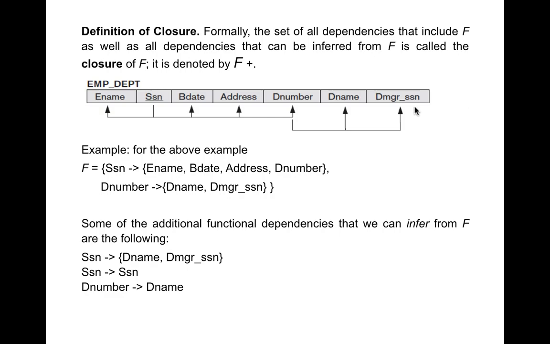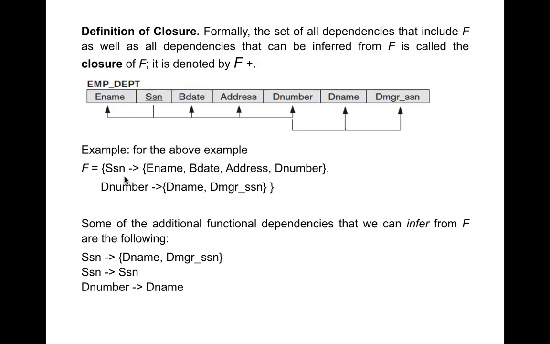So the set of such newly inferred dependencies, or all the inferences that we can make from the given set of functional dependencies, is termed as the closure. So formally, the set of all dependencies that include F as well as all dependencies that can be inferred from F is called the closure of F, and it is denoted as F plus. It is a superscript actually, just above F you put a plus mark.